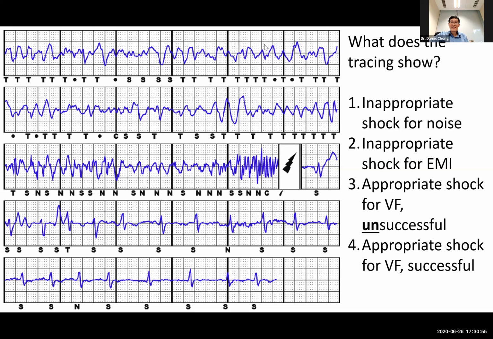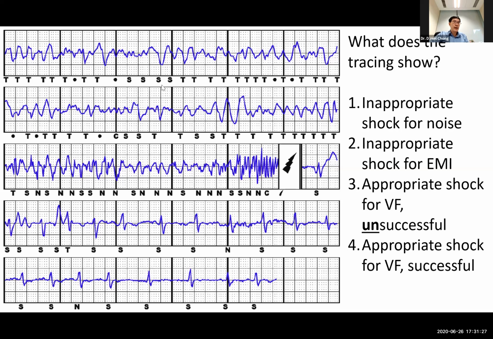Okay, so very good. This is actually an appropriate shock. Let me go through this tracing a little bit. Although I can imagine that some people may mistake this for electromagnetic interference or noise, given that it is very fast towards the end over here, if you look at this entire tracing, you can see that this is consistent with ventricular fibrillation.